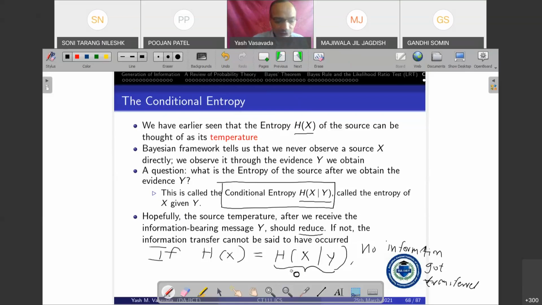Because if the information disappears from the source, if we knew after getting Y, let's say that after I go and take the test and the test comes out positive, if I can be 100% sure that I have the disease, then I don't have any uncertainty remaining in terms of my disease status anymore. So the conditional entropy becomes zero. That is the best type of test that you can ever take.